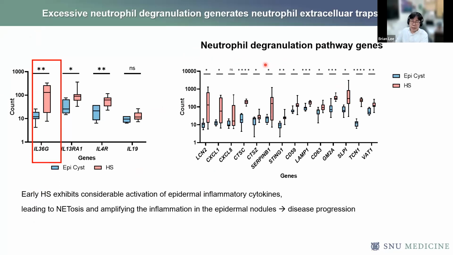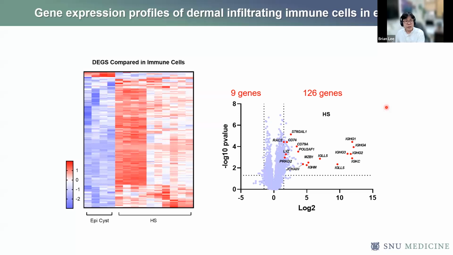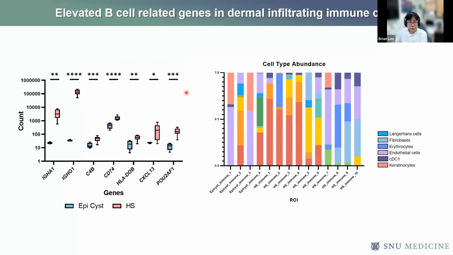Similarly, it's not just IL-36G, but also downstream, where we see neutrophil degranulation-related pathway genes that are also heavily increased within HS, using the GeoMx platform. Finally, we also wanted to look at the immune cell compartments collected by GeoMx. When we compared HS to epidermal cysts, we found 126 genes that are upregulated within HS. In particular, many of these were B-cell related genes, elevated in these infiltrating immune cells, suggesting that B cells are also playing an important role in the pathogenesis of HS.